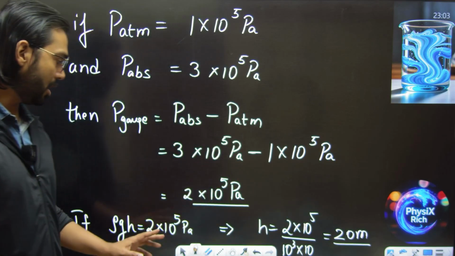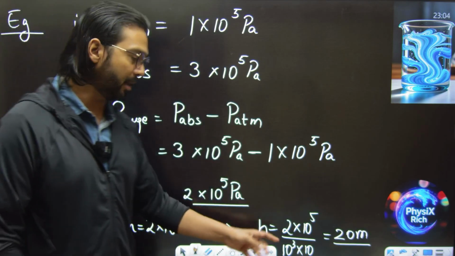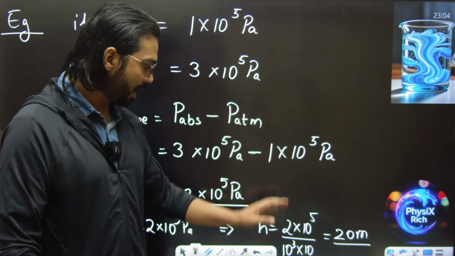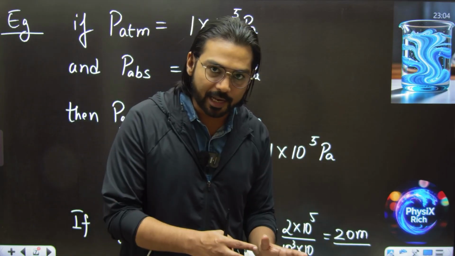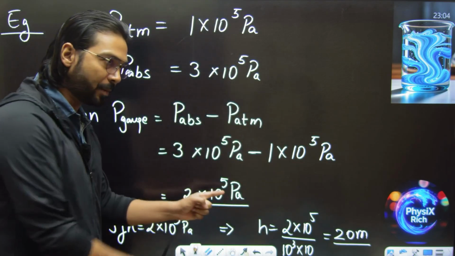All right. Now, what is rho? Rho is the density of water. G is the acceleration due to gravity, which I have approximated to be equal to 10. And if I take the ratio, it comes out to be 20 meters. So at 20 meters depth, I will not have a pressure of 2 into 10 to the power 5 Pascal.